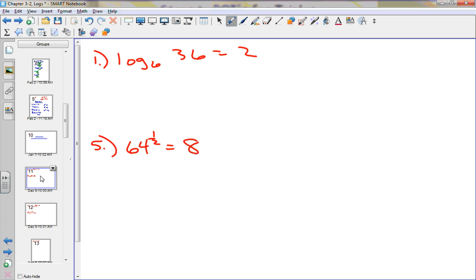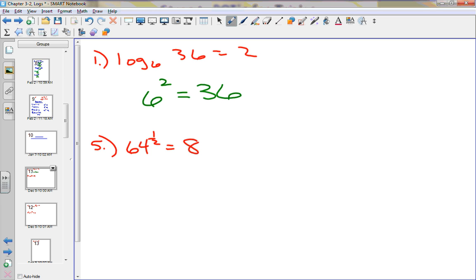Okay, number 1, it says rewrite each equation in exponential form. I can do log base 6 of 36 is equal to 2. How do I write this as an exponent? My base is 6. I look across the equal sign for my exponent, that gives me 2, and it equals my big number, 36. That's all you do for problems 1 through 4. If I have time, I'll come back and do more problems. I'm trying to get one for every section, okay?